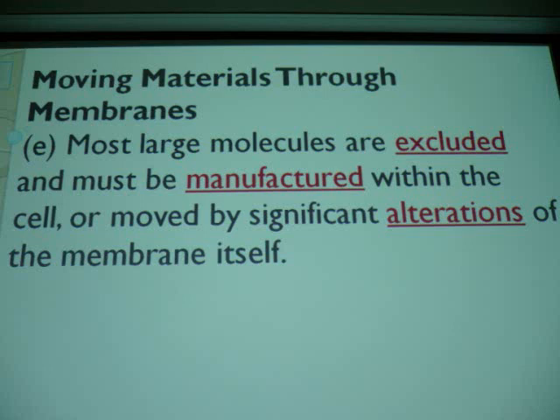A large chemical cannot even go through the membrane. They must be manufactured inside the cell.